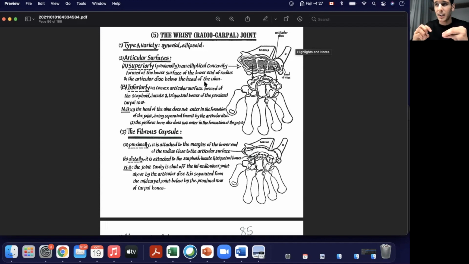The ulna, I think, contains a convex ending, unlike the radius, which has a concave ending, and that allows for a better fitting of those bones. But for the ulna, it's different. That's why an articular disc comes in to fill in that inability to articulate.